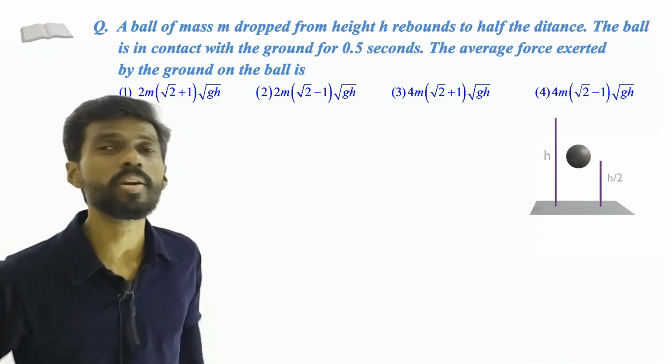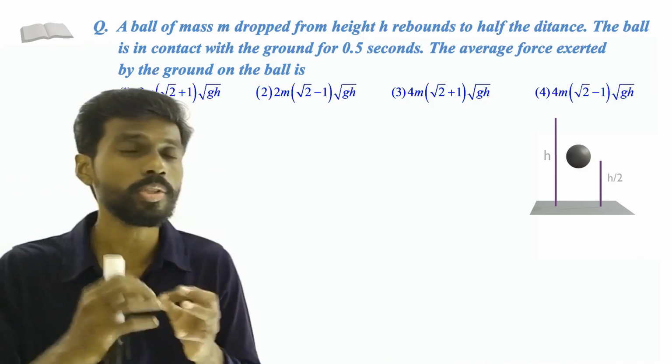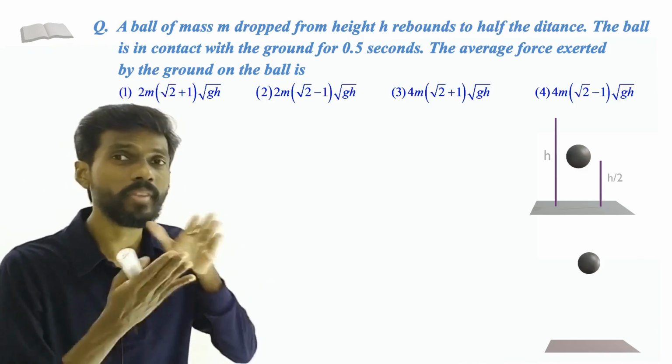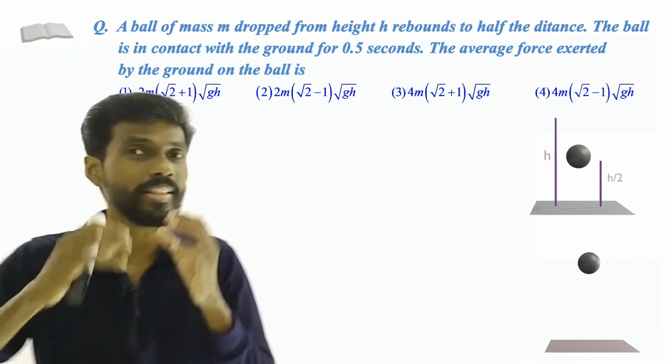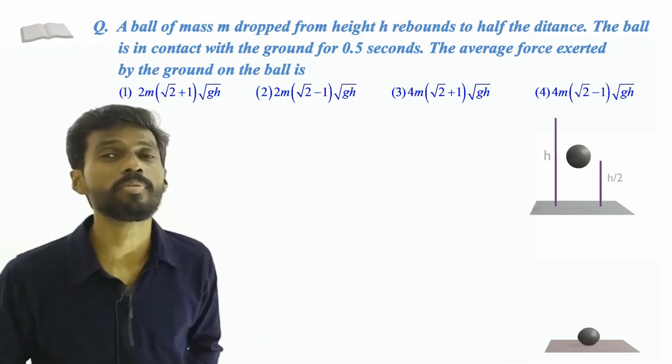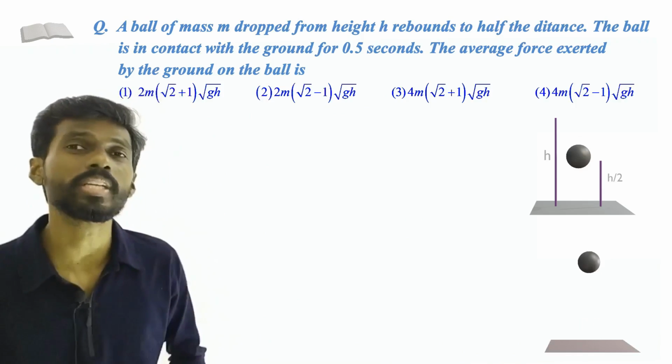So that force is what we need to find. But the ground applies the force only in the duration of time when the ball is in contact with the ground, right? So that is 0.5 seconds. So in that duration, the ground applies a force on the ball, right? That force is what we need to find.